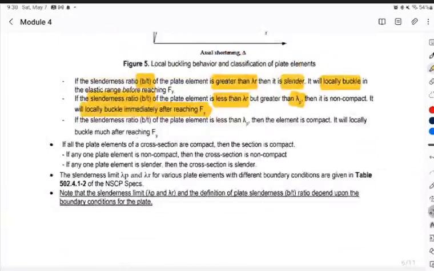Now, if the slenderness ratio b over t is less than lambda p, then the element is compact and it will locally buckle much after reaching Fy. So yeah, okay din yun, if it is less than lambda p.